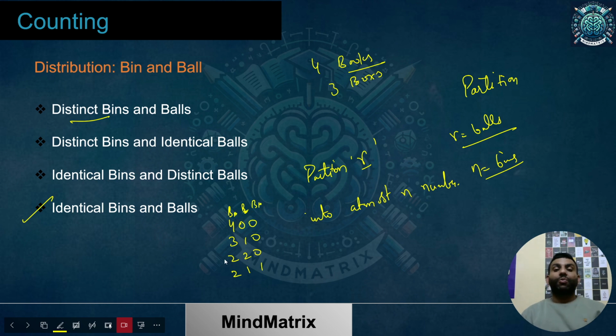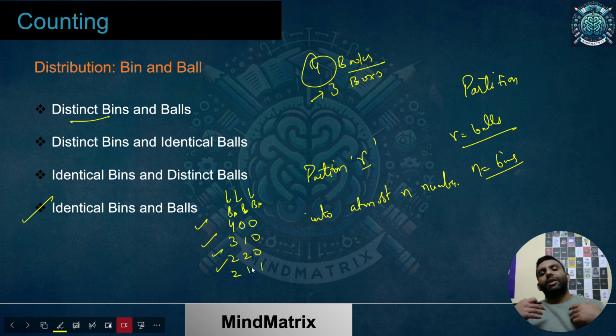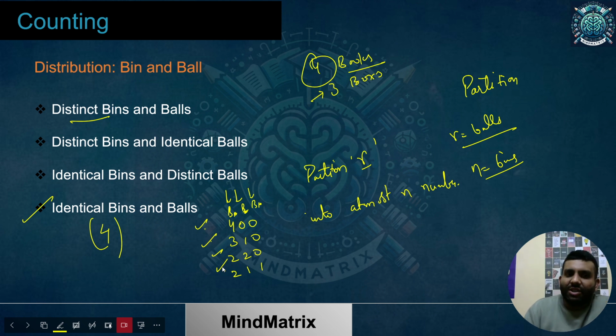So what is the answer? The answer is simply the number of ways I have broken 4 into a maximum of 3 parts. I have decomposed my number 4 into 3 parts, and the number of ways in which I can do that is going to be my final answer. So over here 4 is the answer: 1, 2, 3, 4, 4 ways in which I have broken it. So that was about the last case of the distribution, identical bins and balls.